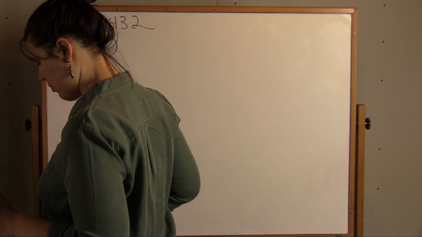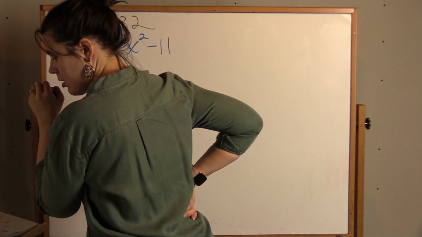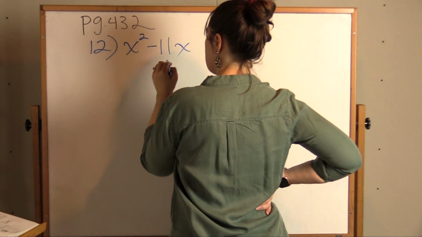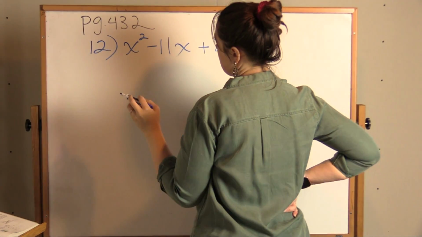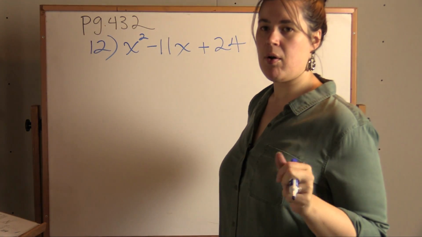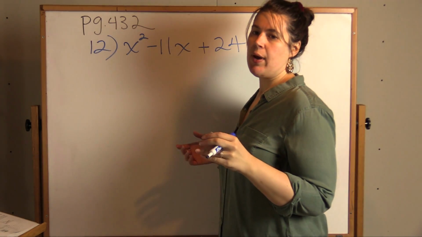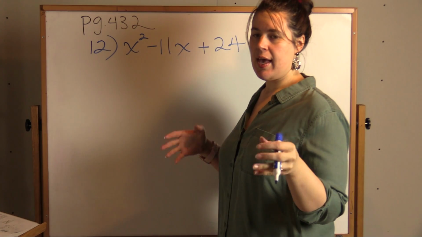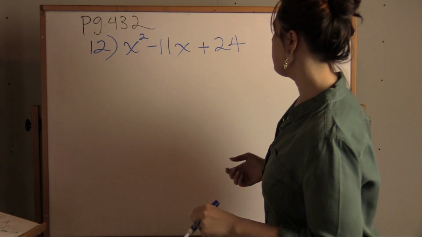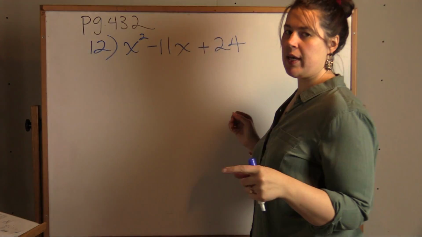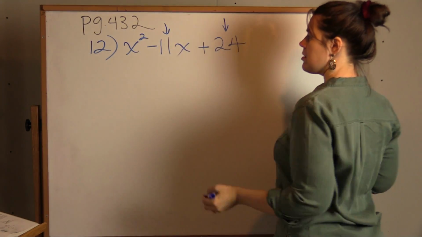All right, moving on to 12. Now we're moving into our trinomial problems where you have the formatting of x plus or minus a number times x plus or minus a number. If you don't remember the rule, when this coefficient is 1, what you're looking for is factors of this number that add to this number.